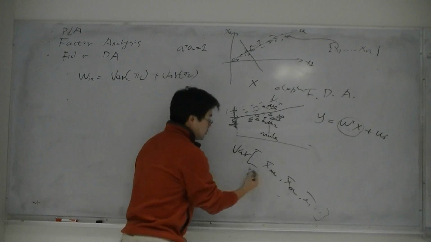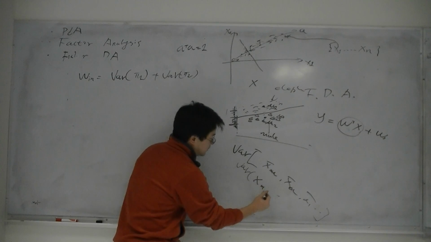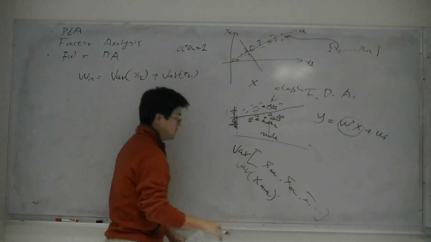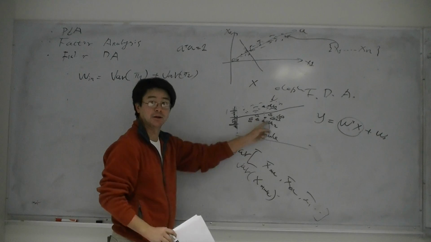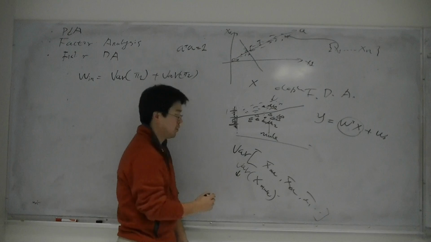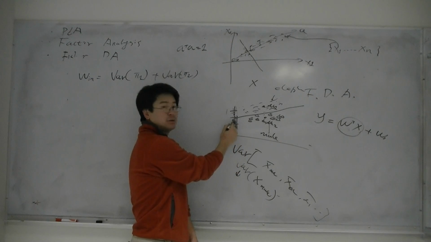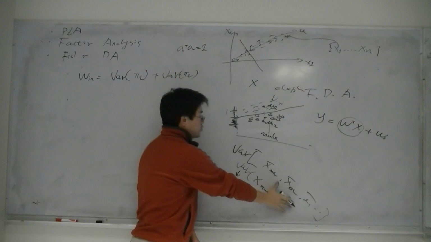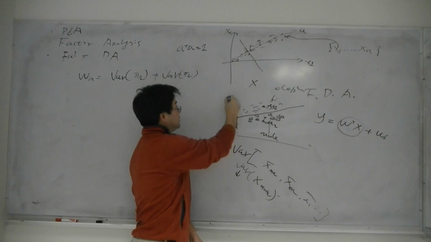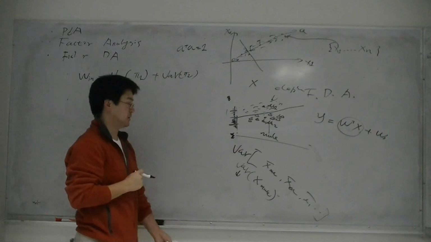But within each group, I have a variance of x of mu. Because I have so many data here, I can calculate the variance. But after mapping, I want to make it very small, so that within each group, it's very compact. But between each group, I want it as far away as possible. This is like this.